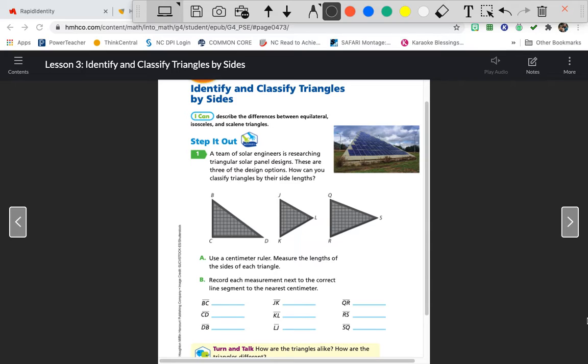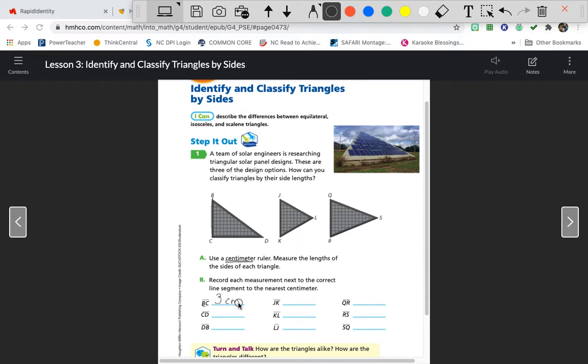So for A, they want us to use a centimeter ruler and measure the lengths of the sides of each triangle. So pause the video here and take a second, and you're going to measure each of these triangles. Make sure that you record. For B, they want you to record each measurement next to the correct line segment to the nearest centimeter. So remember, we're going to be using centimeters as our unit of measurement. And you'll notice that they have line segment BC. So you're going to record this first. And for BC, we're going to say that's 3 centimeters.